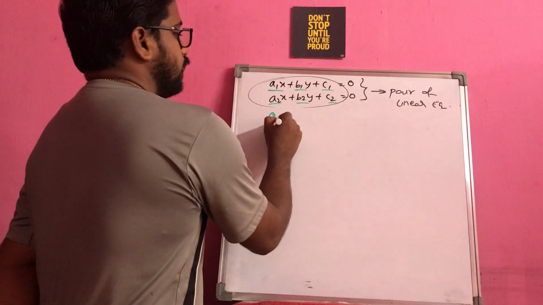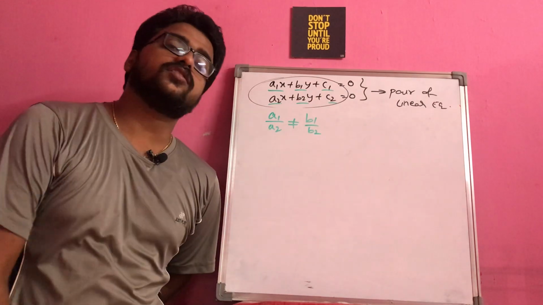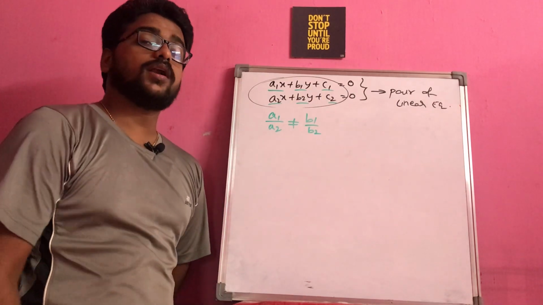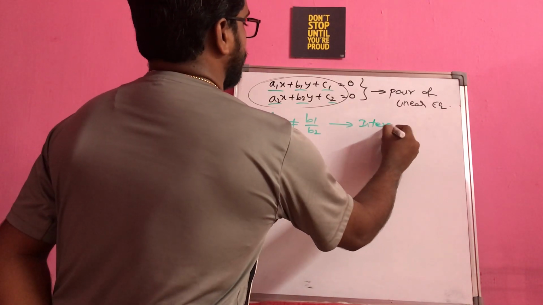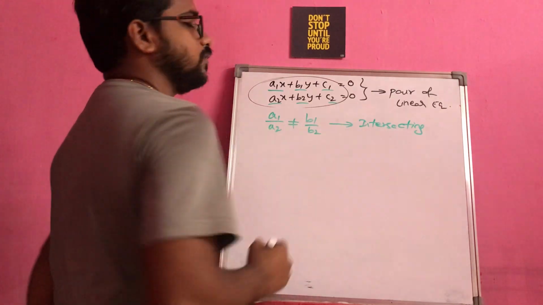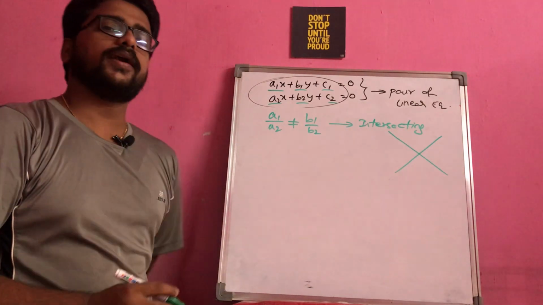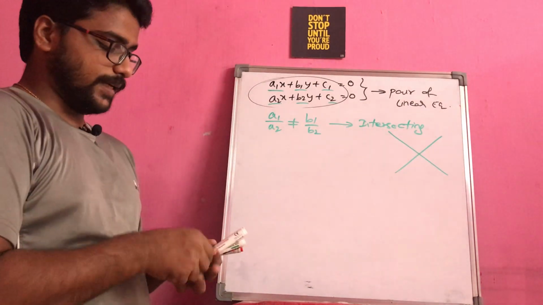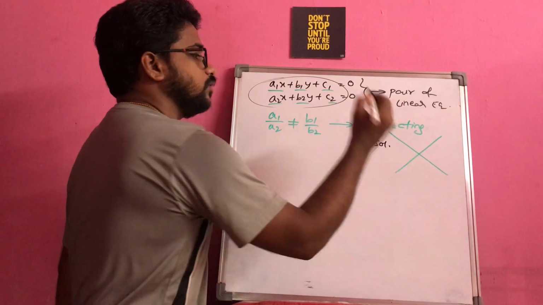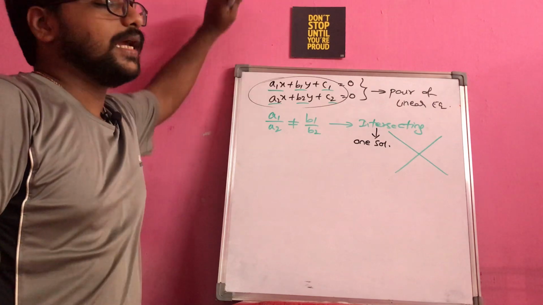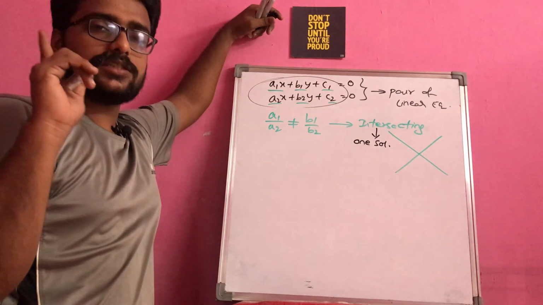If I have a1 by a2 not equal to b1 by b2, which means the ratio of the coefficients of x is not equal to the ratio of the coefficients of y, in that case the lines are intersecting lines. What happens is these two lines intersect at only one particular point. That is what intersecting represents, which means for this type of lines you will have only one solution in common. Though the individual lines have infinite solutions, the solution which is common for both the lines is only one solution.